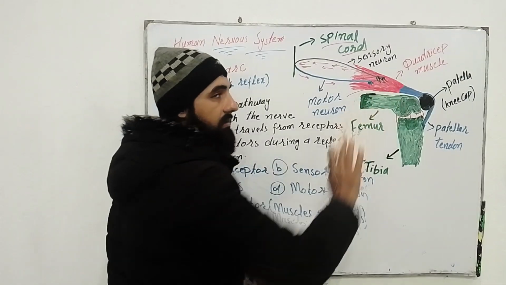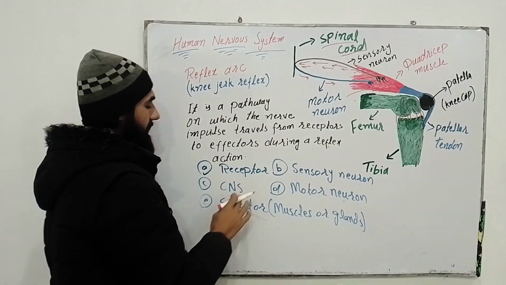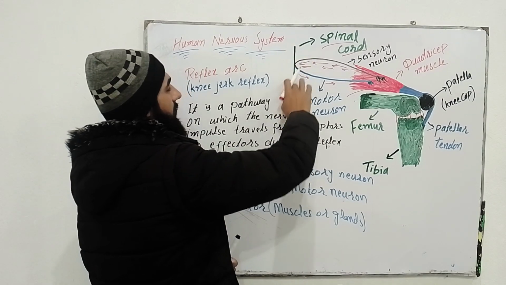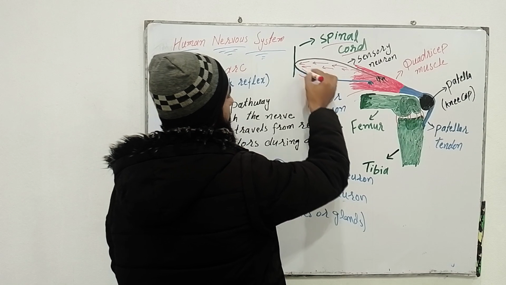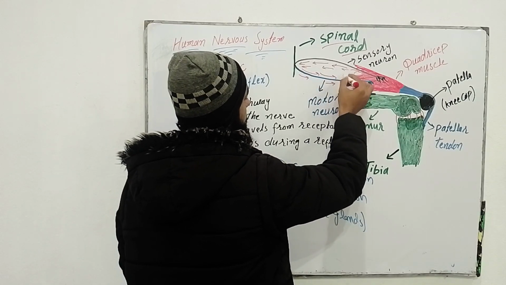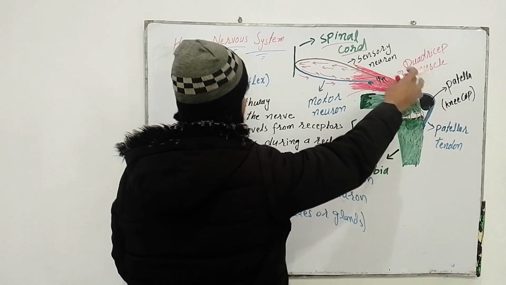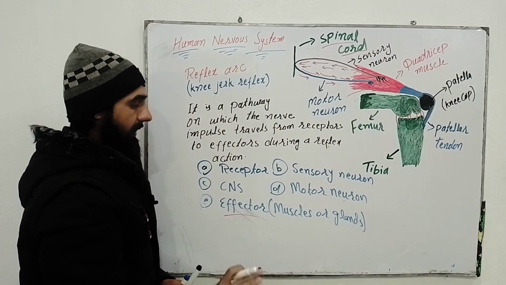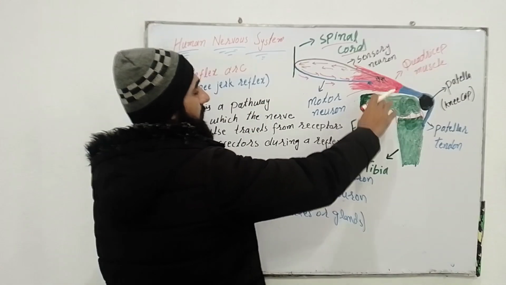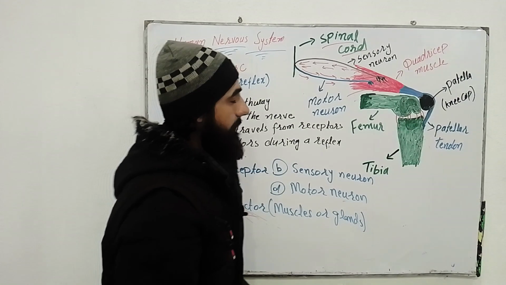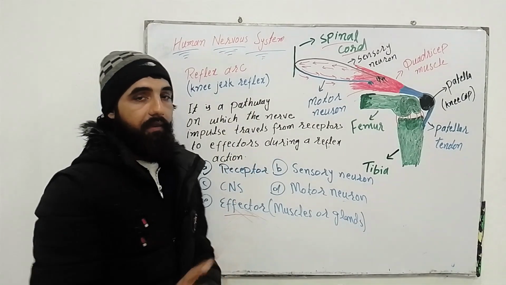Receptors in the muscles are stretch receptors. Sensory neuron takes the message into the spinal cord, central nervous system. Spinal cord is a part of central nervous system. Motor neuron from spinal cord. The motor neuron takes the message away toward the effector, which is the quadriceps muscle. In the case of knee jerk reflex, the effectors perform the action and cause the quadriceps muscle to contract, which results in knee jerk reflex.